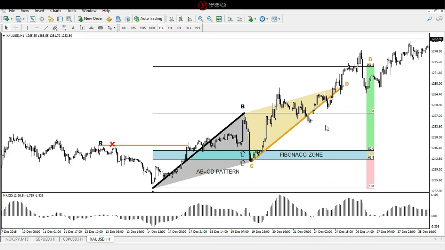All right, the next one on the list is your Fibonacci. The Fibonacci, if your trade gets triggered within the Fib zone, you take your profit at 161.8, which is the target.